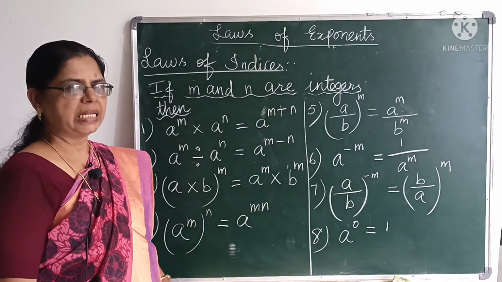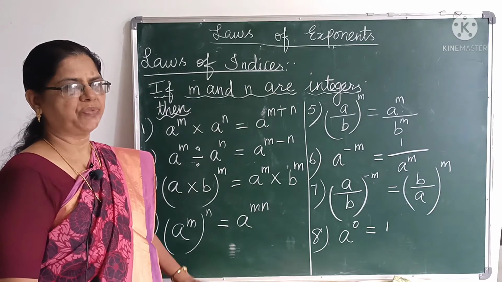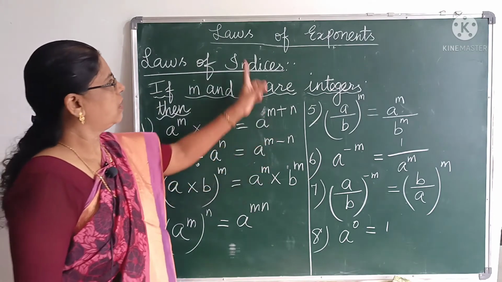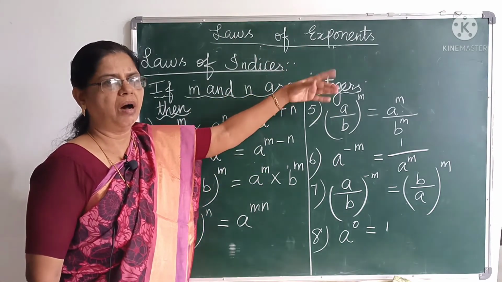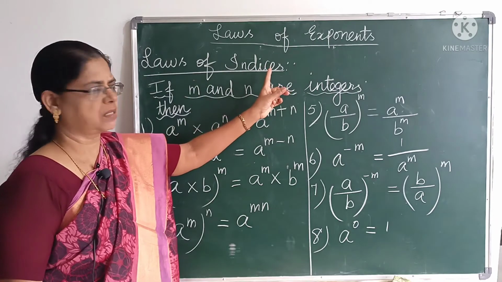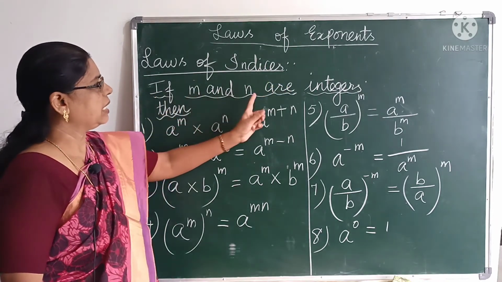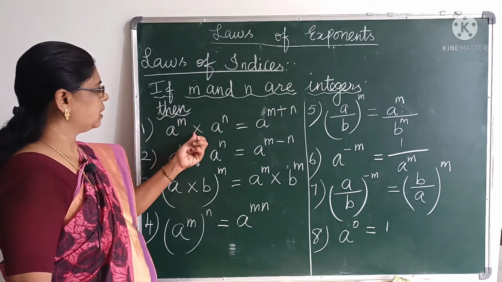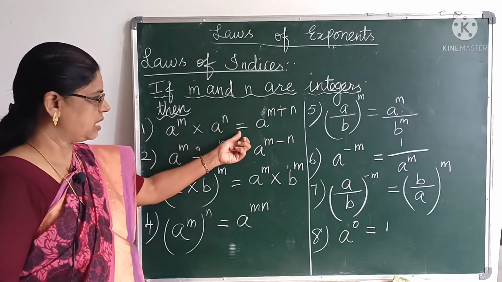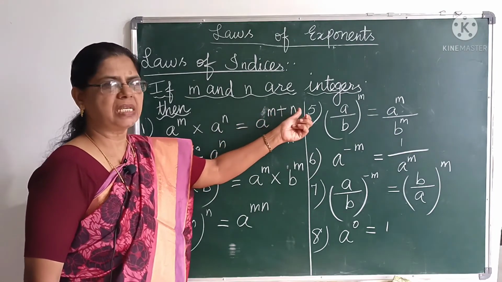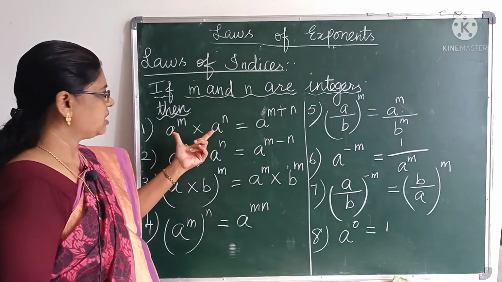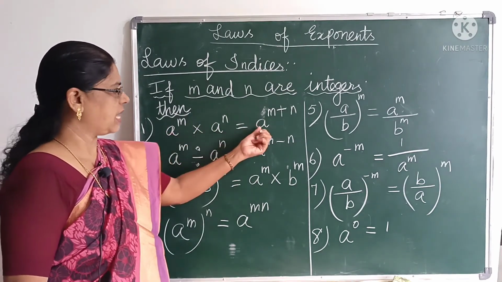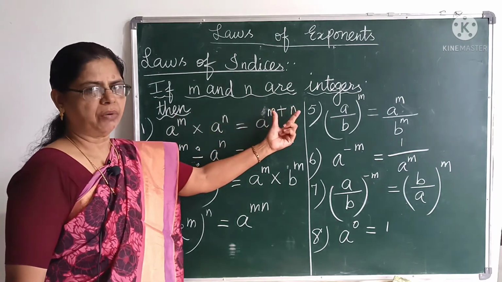Children, let us recollect all the laws which we have learned in the class. These are laws of exponents, or you can say laws of indices. If m and n are integers, then a power m into a power n is equal to a power m plus n. When you multiply two exponential forms with the same base, take the same base and add the powers.